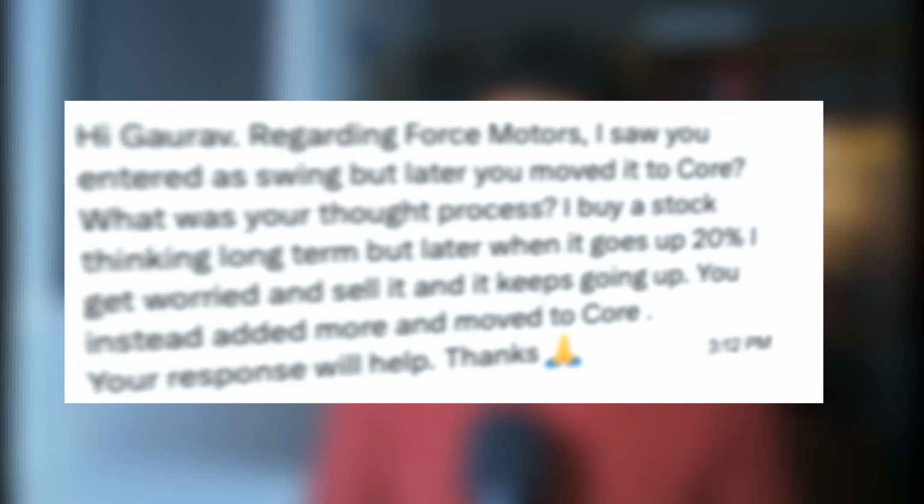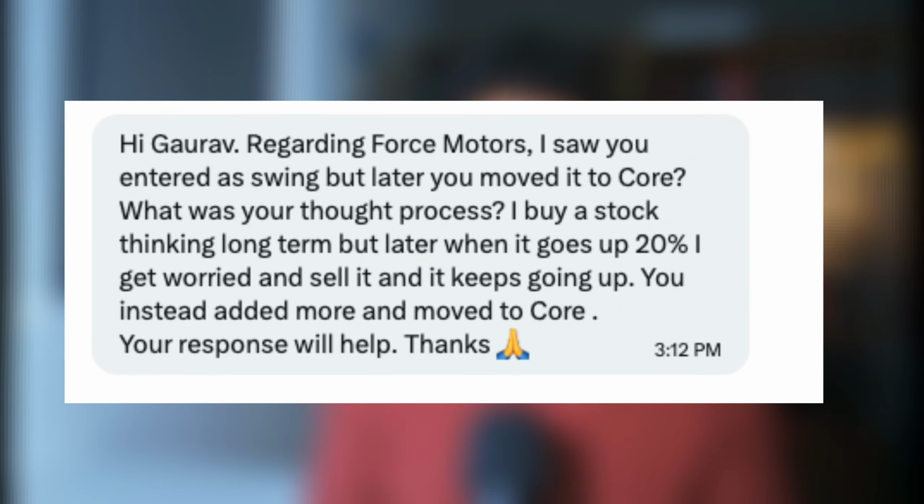A few months ago, someone who follows me sent me this message. "Hi Gaurav, regarding Force Motors, I saw you entered as a swing, but later you moved it to the core. What was your thought process? I buy a stock thinking long term, but later when it goes up 20%, I get worried and sell it, and it keeps going up. You instead added more and moved to the core. Your response will help. Thank you."